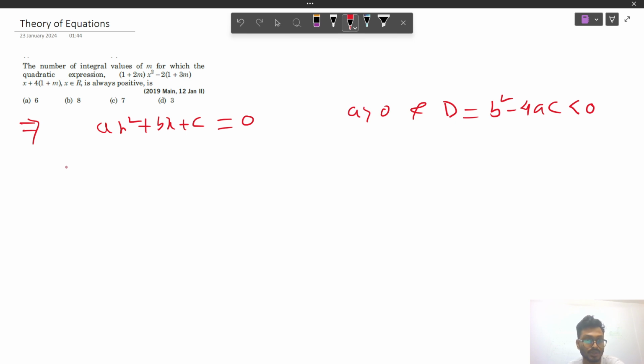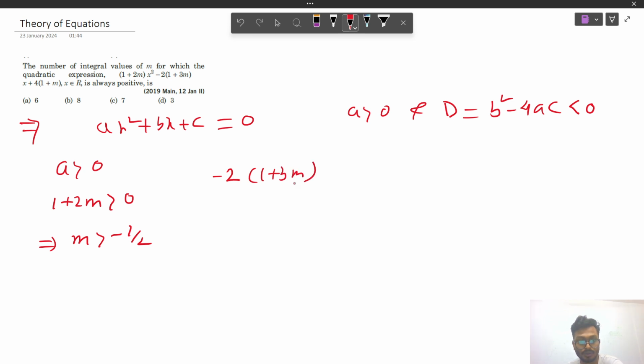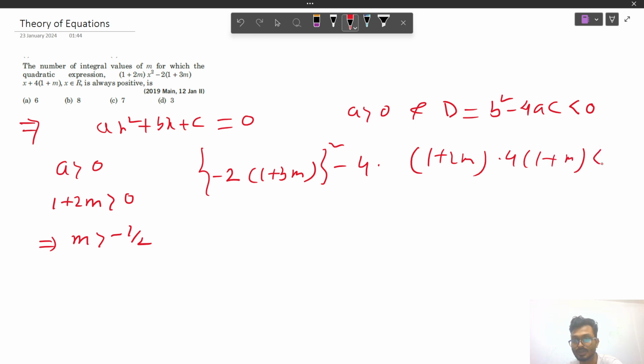So we need a greater than 0. That means 1 plus 2m; here a is 1 plus 2m. So this will be greater than 0, which implies that m is greater than minus half. And also D will be less than 0. So b square means here minus 2 into (1 plus 3m) whole square minus 4 into (1 plus 2m) into c, which means 4 into (1 plus m). This will be less than 0.